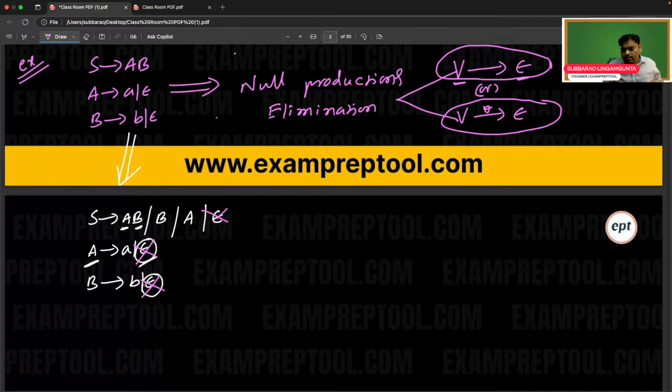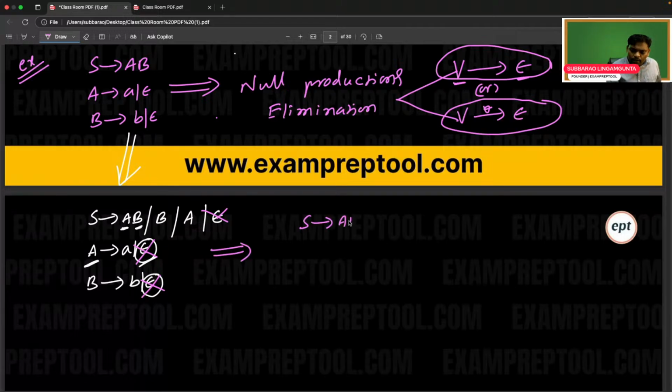What is that effect? In AB, if A is epsilon, B will come. In AB, if B is epsilon, A will come. In AB, if A and B both are epsilon, then epsilon will come. So before eliminating epsilon, please keep their effect first. Yes, I kept. Then now delete the epsilon. Okay, I deleted.